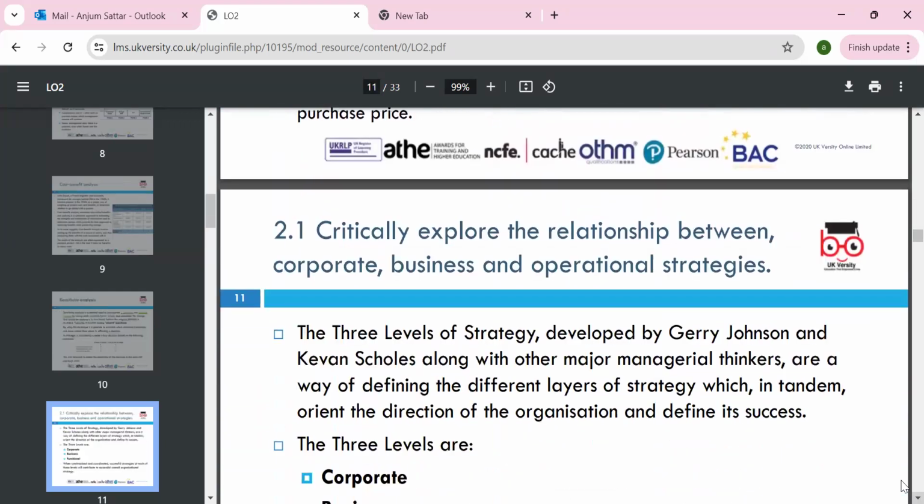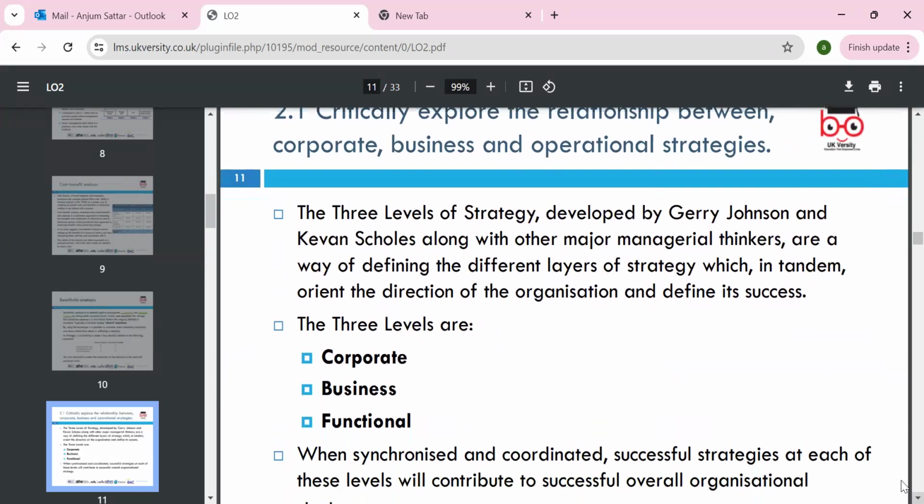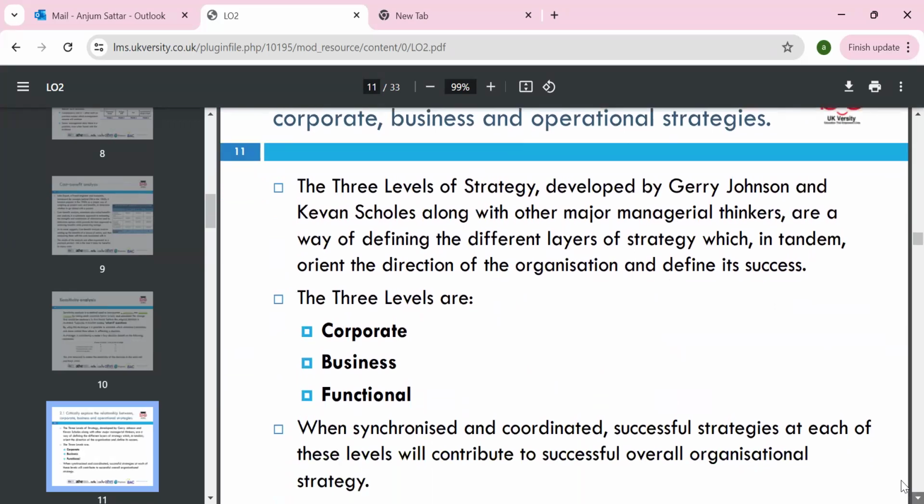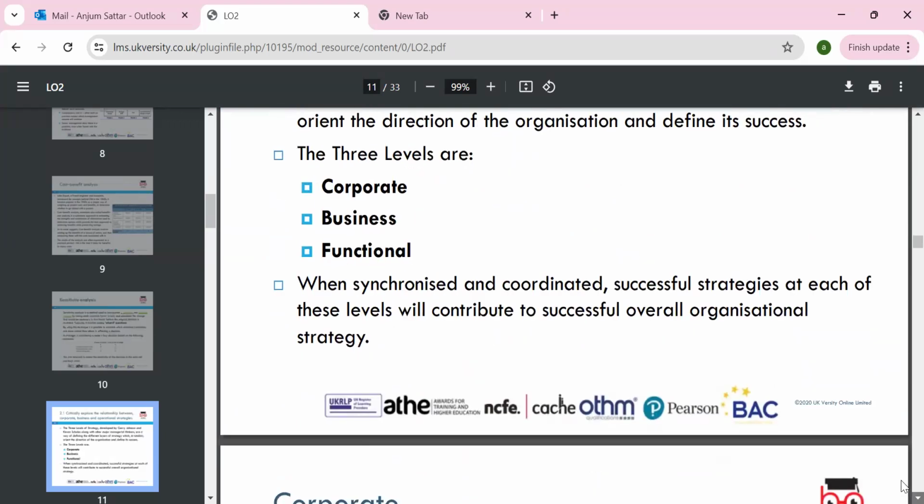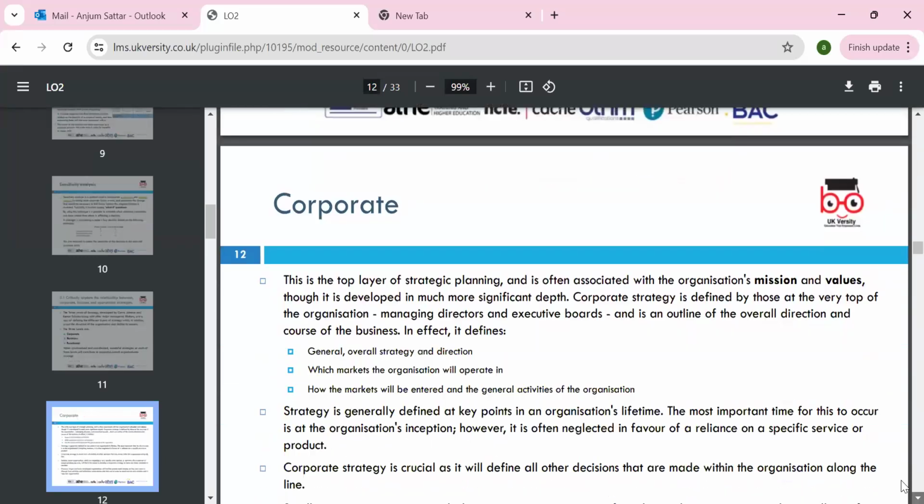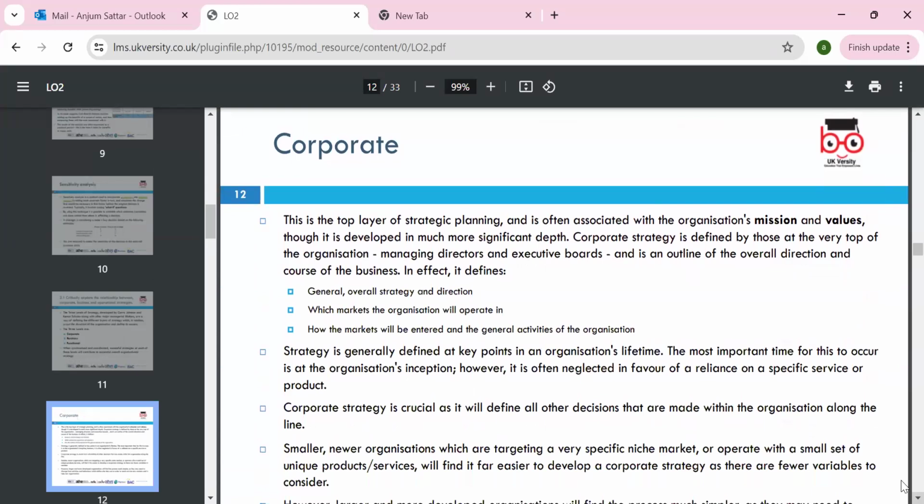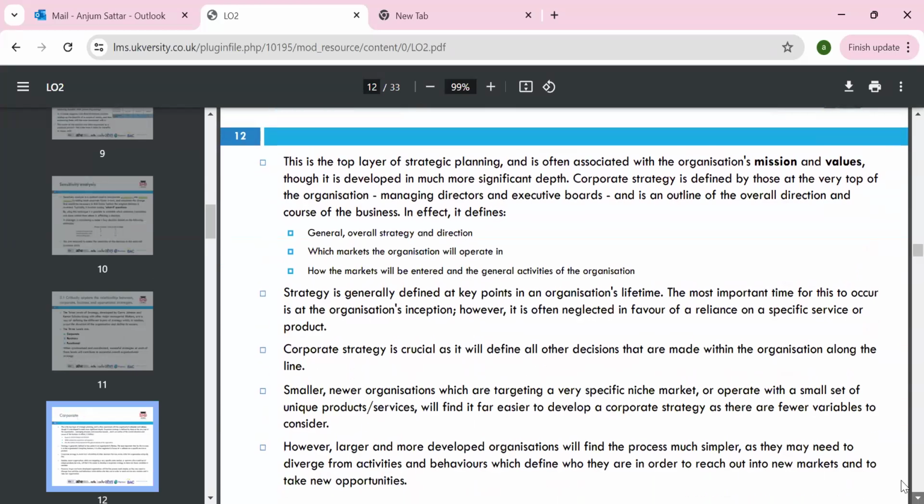So we have 2.1: critically explore the relationship between corporate, business, and operational strategy. Look at Johnson and Scholes and various others. Look at the three levels of strategy: corporate, business, and functional, which must be synchronized, coordinated, and successful. Corporate is the top layer of strategic planning. We can look at the associated mission, values, and the overall strategies and direction.